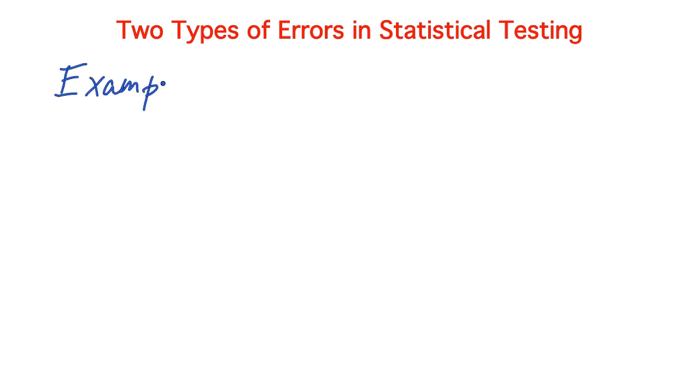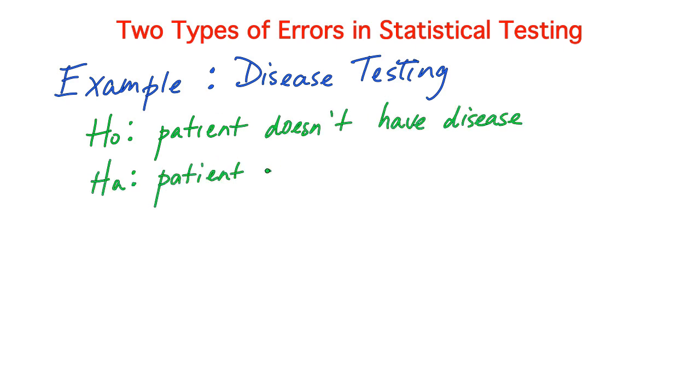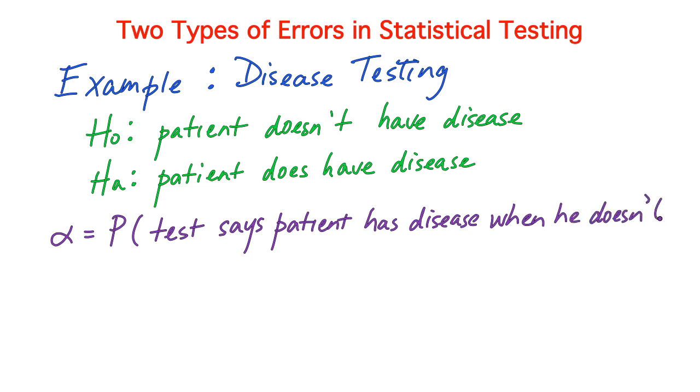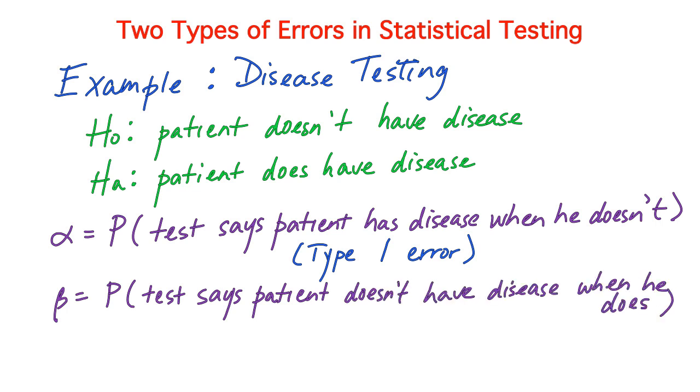Suppose we have a diagnostic medical test for determining whether a patient has a disease or not. The null hypothesis will be that the patient doesn't have the disease, and the alternative will be that the patient does have the disease. Then a type 1 error would occur if the test says that the patient has the disease, that is, rejects the null hypothesis, when in fact the patient doesn't have the disease. This would have probability alpha. A type 2 error would be not rejecting the null hypothesis, that is, the test saying the patient doesn't have the disease, when in fact he or she does, and this would have probability beta.